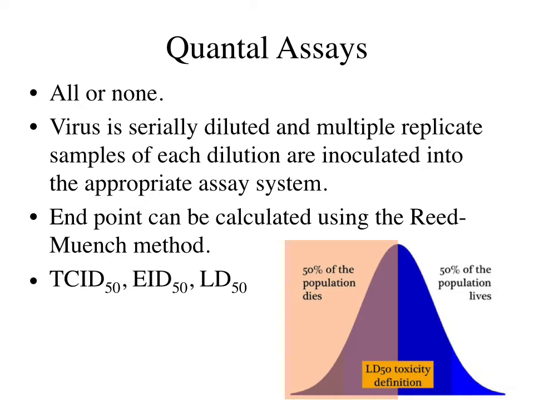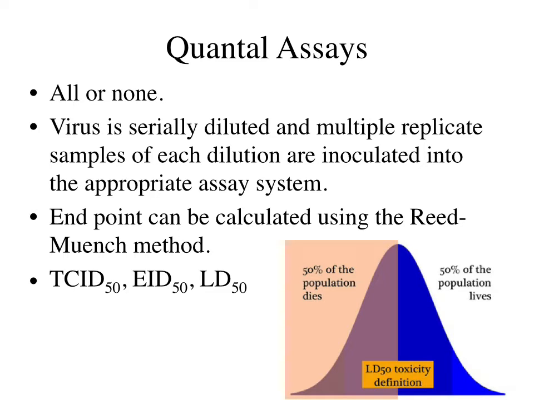And then you can calculate out an endpoint using statistical analyses. You can use, for instance, the Reed-Muench method. That's a very easy one to use. But examples of these kinds of tests would be TCID50 or tissue culture infectious dose 50%, EID50 or egg infectious dose 50%, or LD50 or lethal dose 50%. Now, oftentimes you'll see 50% as the endpoint, but it can be higher. You'll often see 90%, an LD90 or 95, but you will never see 100%.